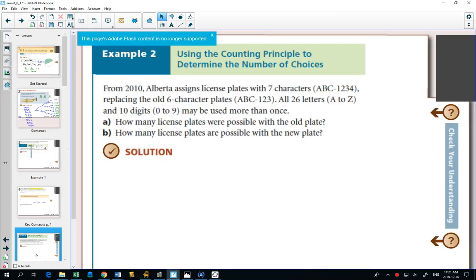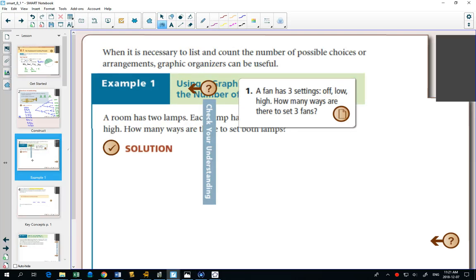Questions for example 1? Oops, that's example 2. Questions for example 1 are 3, 4, 6, 11, and 12.